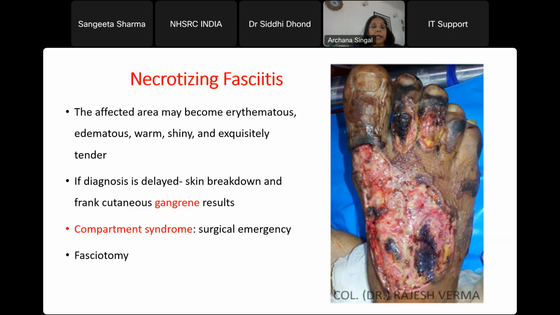If the diagnosis is delayed, then gangrene may settle in, and sometimes there is auto amputation of the lesions. And in compartment syndrome, fasciotomy has to be done, otherwise there is rapid spread of the infection once it becomes deep. Next.